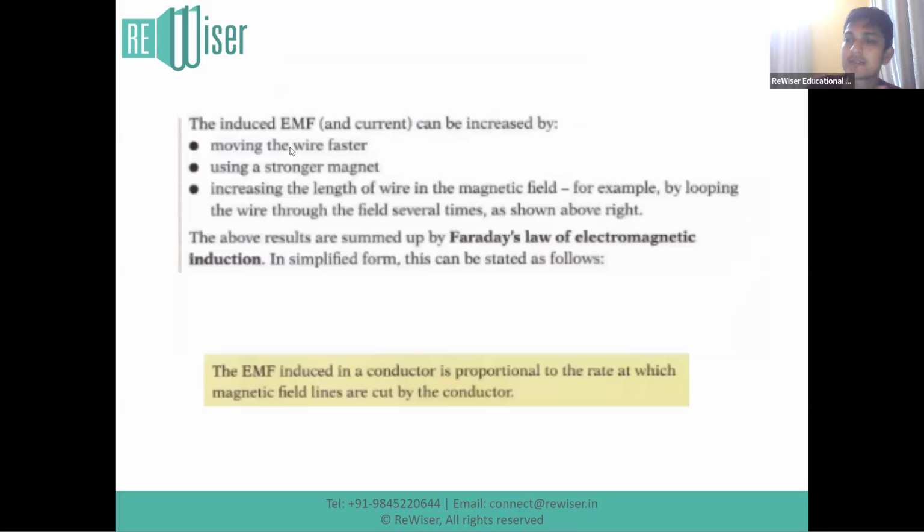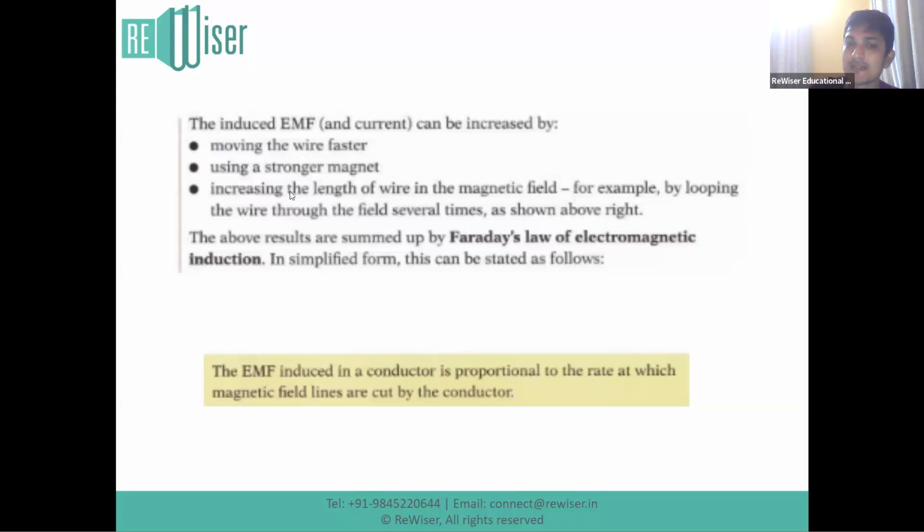The strength of induced EMF can be altered by three factors. One, moving the wire faster, or basically increasing the relative speed or relative velocity between the coil and the source of the magnetic field it is being subjected to. Two, using a stronger magnet, so it is subjected to stronger changes. Three, increasing the length of the wire in the magnetic field, or increasing the area of cross section of the loop, or increasing the number of turns.